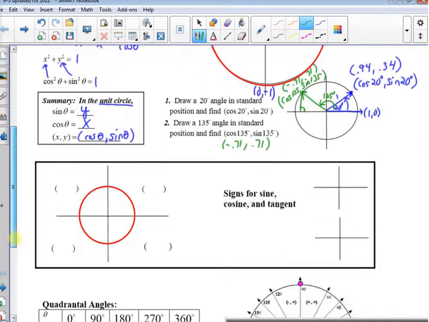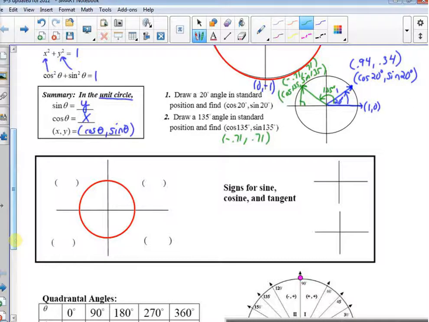All right, and they are the same because the cosine and the sine of 45 are the same, which you did in a previous lesson, so this will all tie in eventually. So now we need to look at the signs for sine, cosine, and tangent. To do that, I'm going to start by talking about these triangles here.